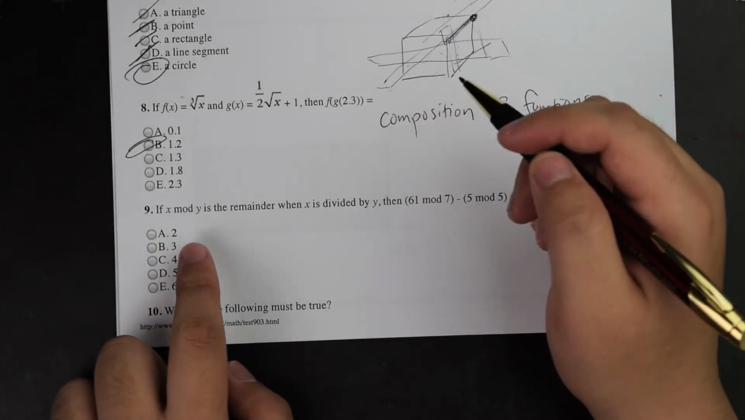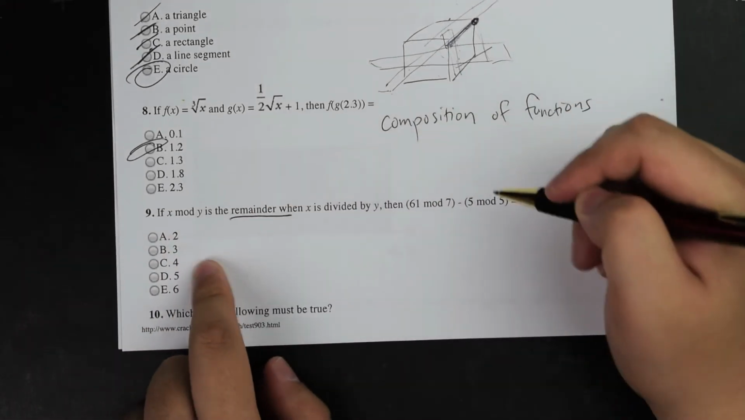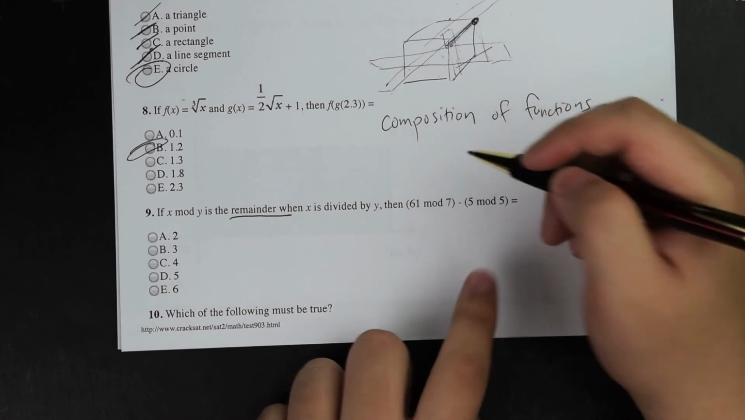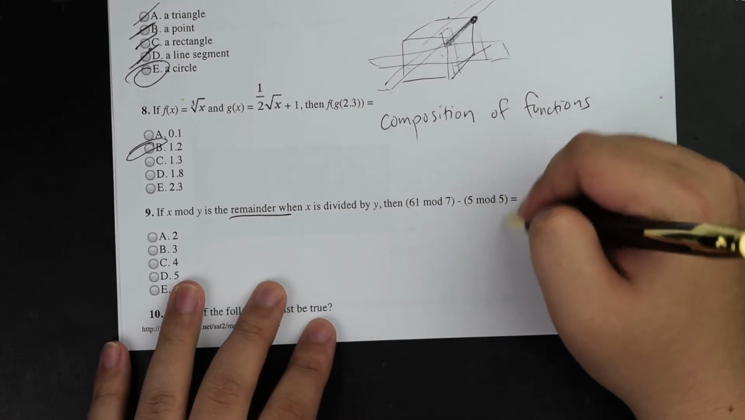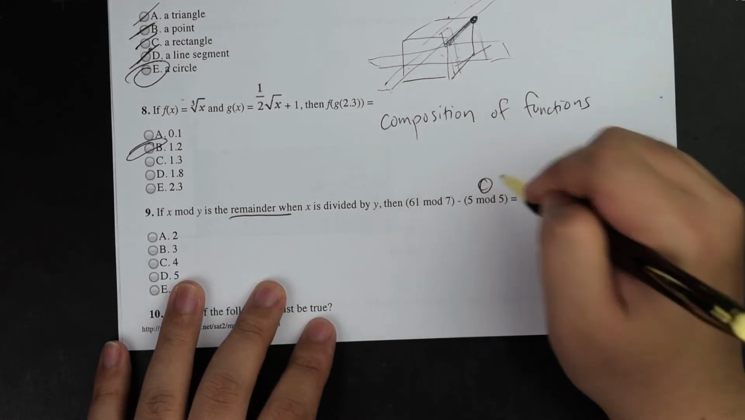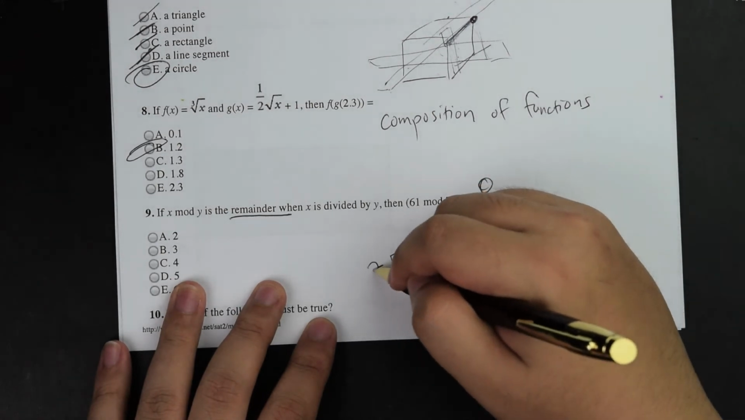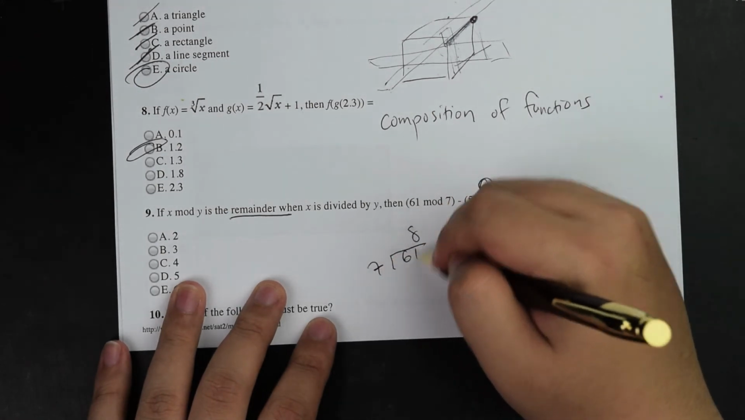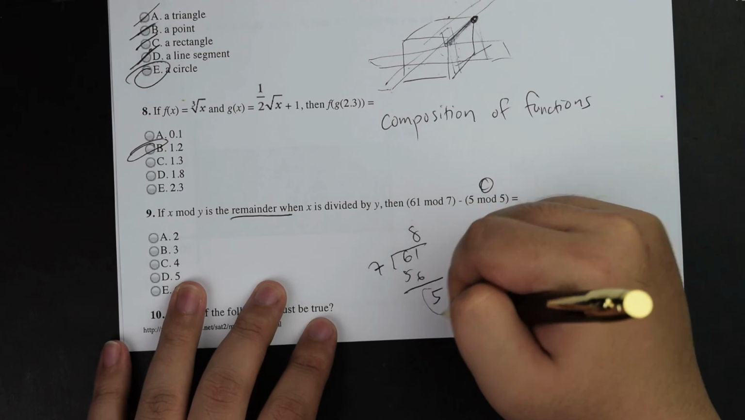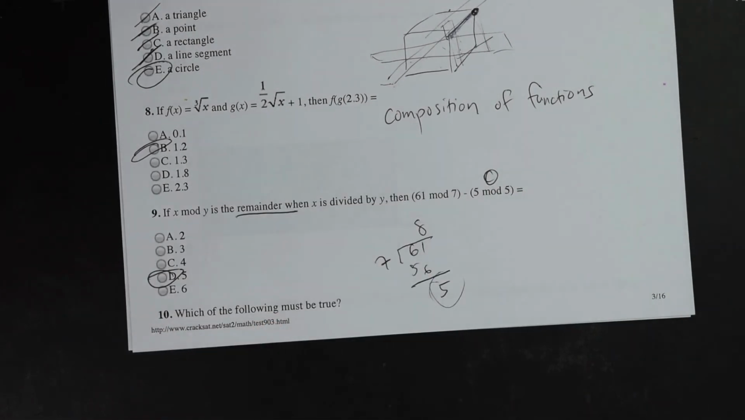So number 9, mod, so it's the remainder. This will be 0. Okay, 61 divided by 7 is 8, 8 times 7 is 56. That'll be 5. 5 minus 5. Okay, for number 9, my final answer is D. And now I'm going to explain to you how I was able to get to this answer.